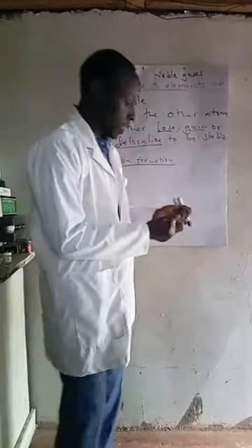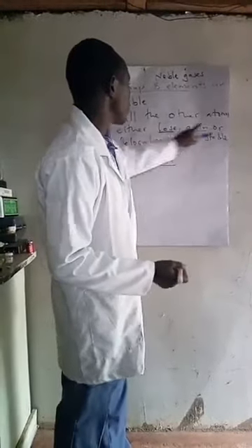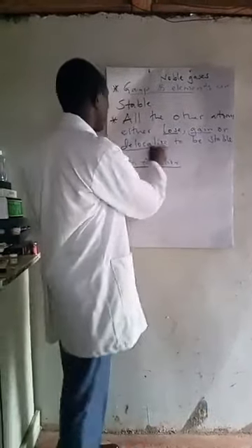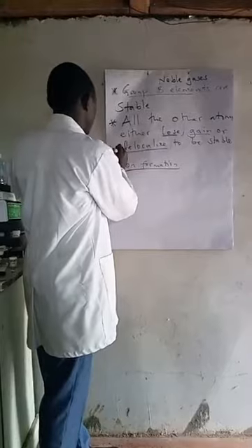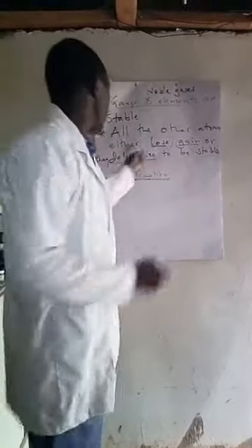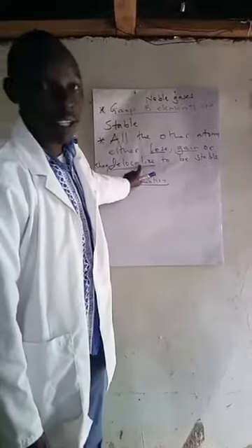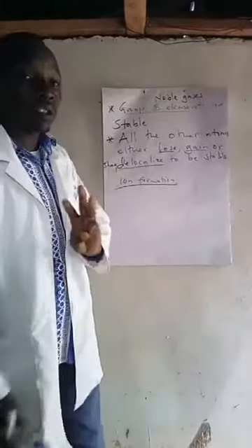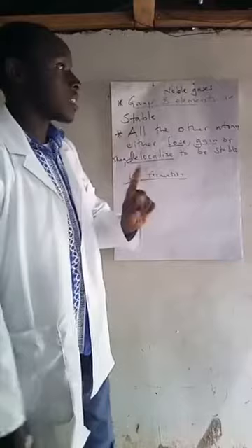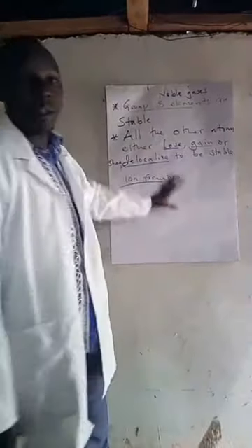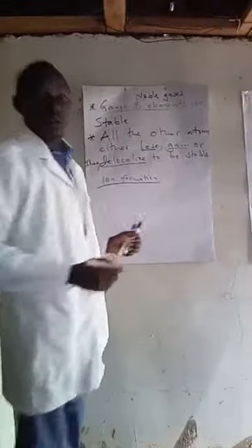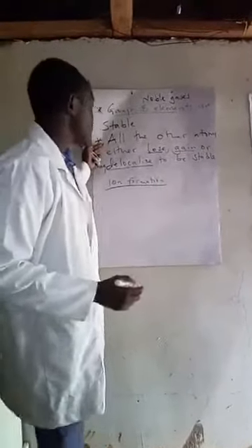I forgot one thing here. They either lose, gain, delocalize. There is something else also, share. So all the other atoms either lose, gain, share, or delocalize. So those are 4. They either lose, gain, share, or delocalize in order to be stable. That happens during ion formation. So now it brings us to structure. This brings us now to bonding.